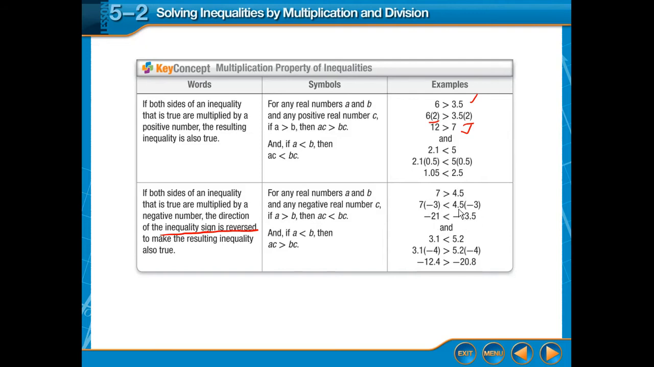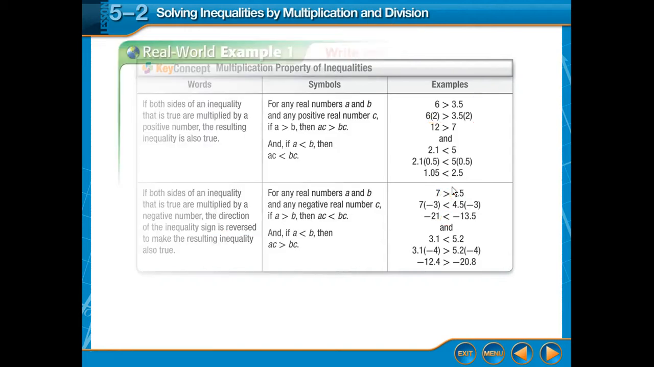So in order to make this second statement true, the direction of that sign has to flip, because now negative 13.5 is greater than negative 21 if you're thinking about it on a number line. If this is 0, negative 13.5 would be here, and negative 21 would be over here. So this one is greater. So if you multiply by a negative number, you also have to flip the direction of the sign.